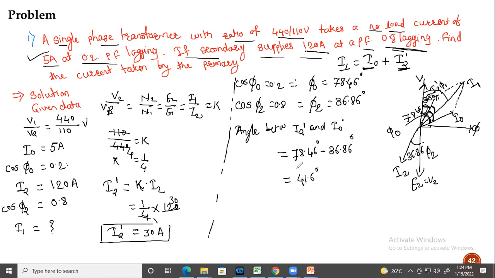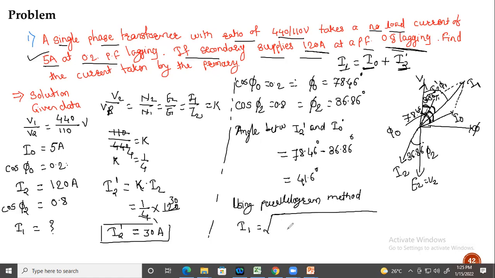So see, for calculating the value of I1, we want to use the law of parallelogram or the method of parallelogram. So using the parallelogram method, see, the value of I1 is equal to this formula of the parallelogram, the parallelogram law or law of parallelogram or method of parallelogram.